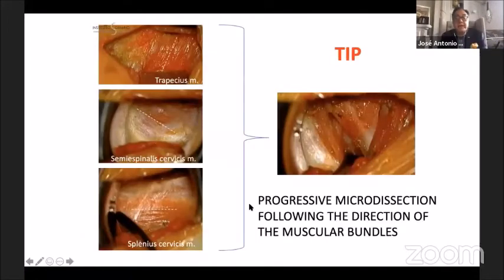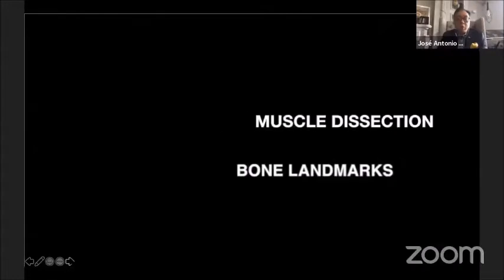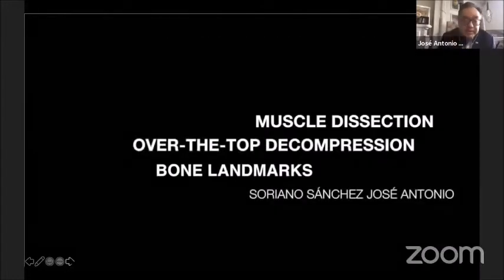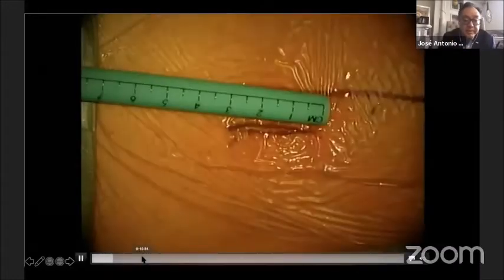Very important is to understand this aberrant microdissection following the direction of the muscular bundles, which is quite simple, including the trapezius muscle, the semispinalis cervicis muscle, splenius cervicis, and multifidus, until you find the bone plane, as you can see in this very brief video.